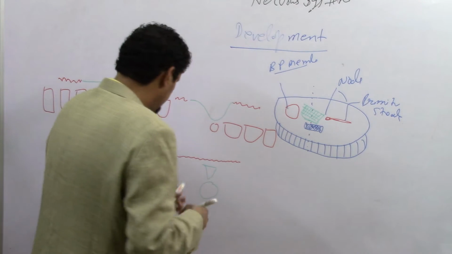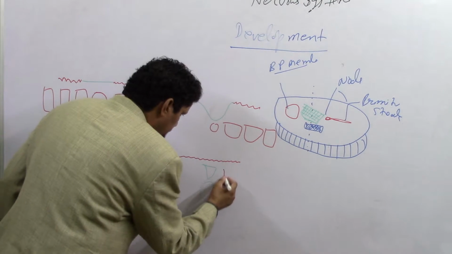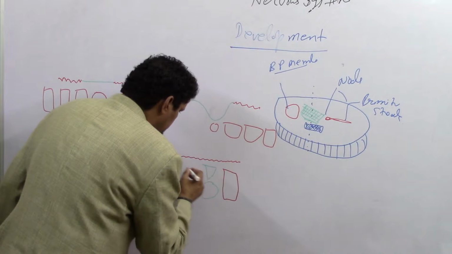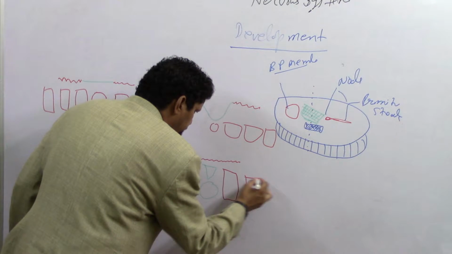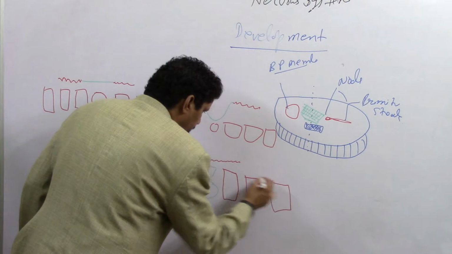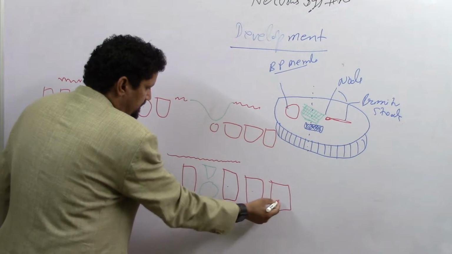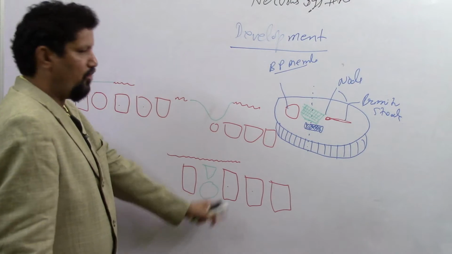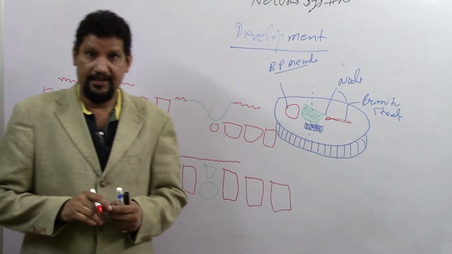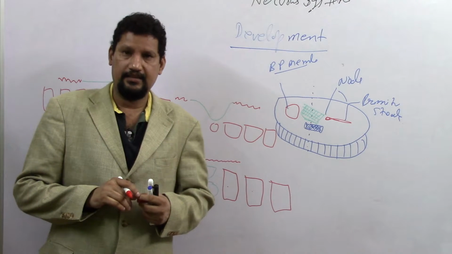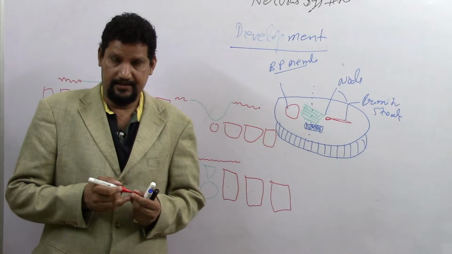And here is again our paraxial, intermediate and lateral plate mesoderm. Now, this paraxial mesoderm will start segmentation. These segments are known as somites.